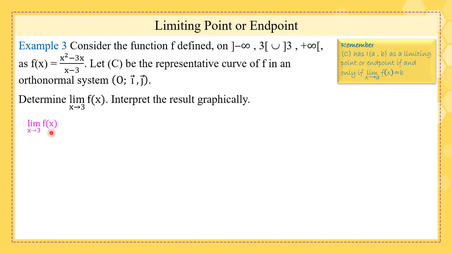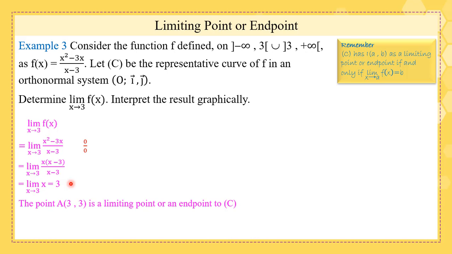Now the limit as x tends to 3 is the limit of this quantity as x tends to 3. If we substitute, we get 0 over 0, so we can apply either L'Hopital's rule or the simplification method. If we take x in common, we get x minus 3 over x minus 3. If we simplify by x minus 3, we get the limit of x as x tends to 3, which is 3. So finally, the limit as x tends to 3 is 3.